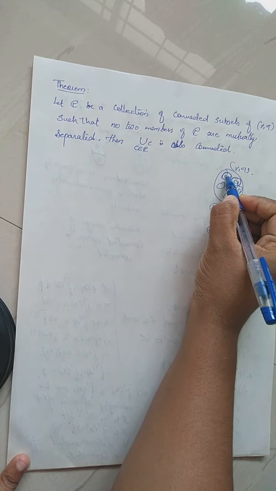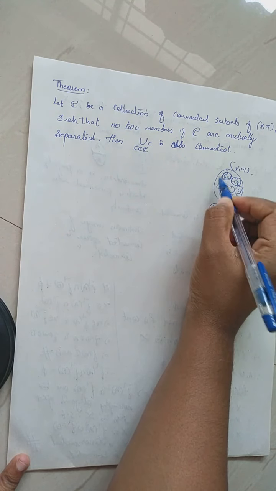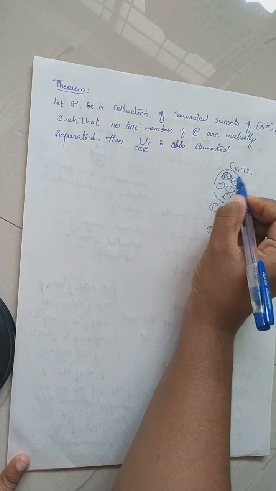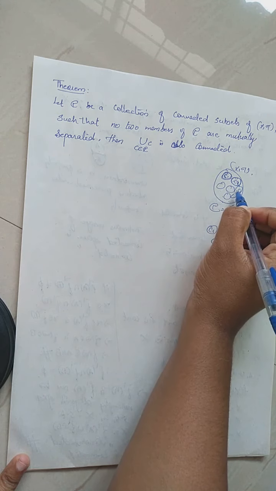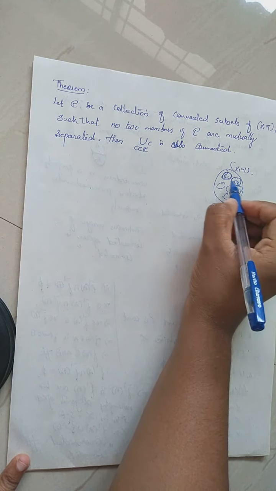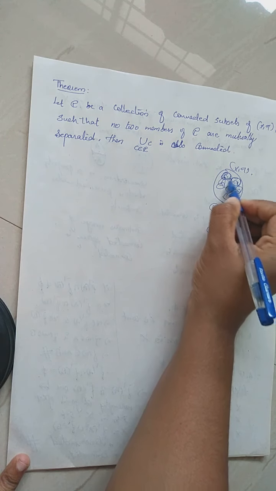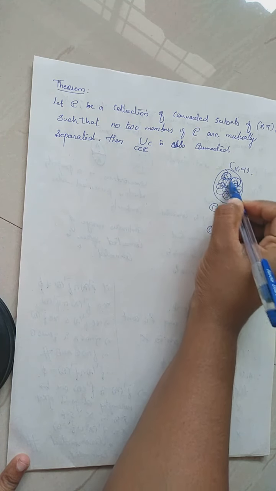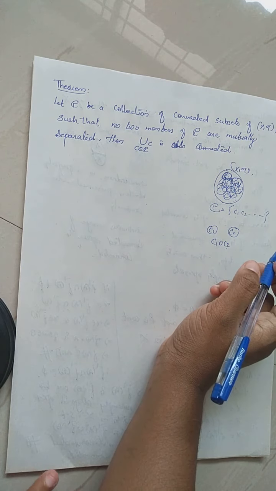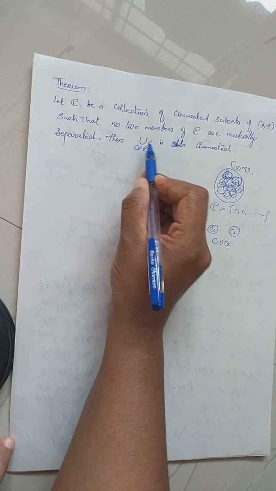Okay, we are assuming C1, C2, C3, C4, etc. are connected subsets of X such that no two members of this collection are mutually separated. That means they are not mutually separated. They have some connection. Then we need to prove that their union, the union of C over C in script C, is also connected. That means suppose we have some number of connected subsets which are not mutually separated, then their union is connected.